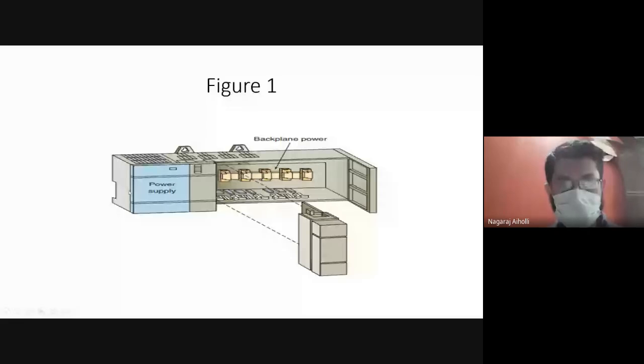So this is the power supply block which is sending the power to this back plane of the rack system, and from the back plane of the rack system, the power is sent to the input modules. These input output modules. Clear here?